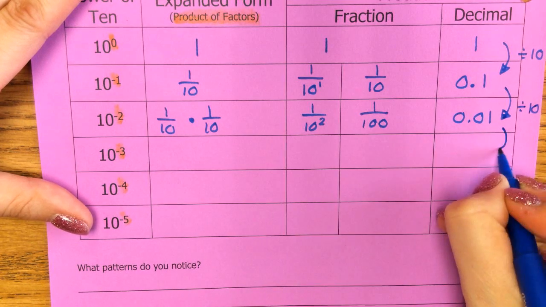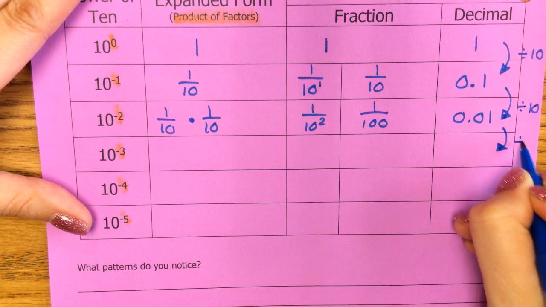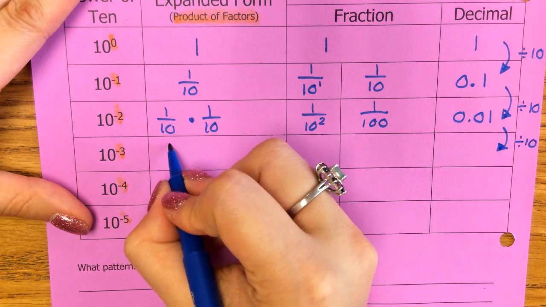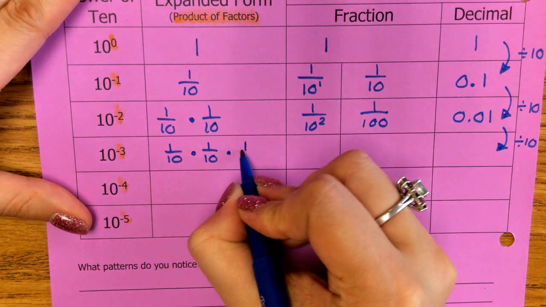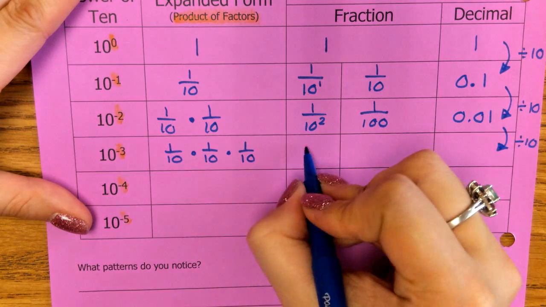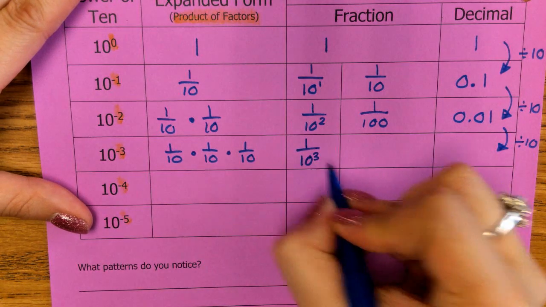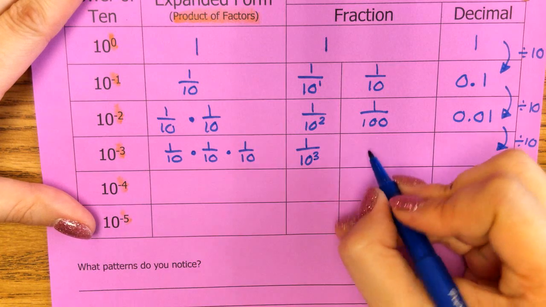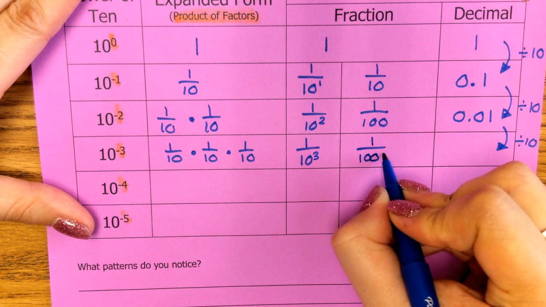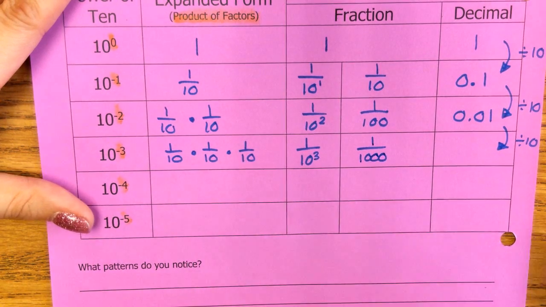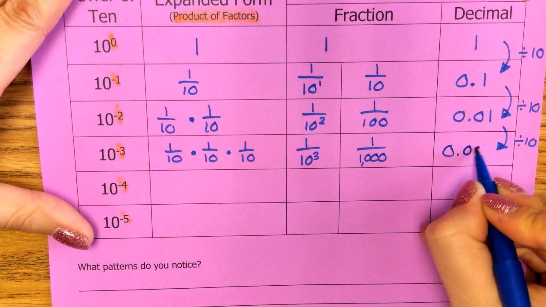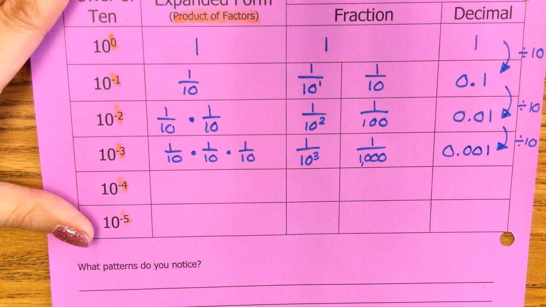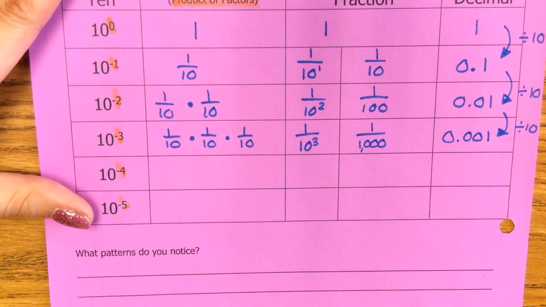So the next one, I'm going to divide by 10 again, just keeping my pattern going. This one should have 3 1/10ths. This is 1 over 10 to the positive 3rd, and 1 over 1,000, and 1 1,000th. That's how it works. So let's do the next two.